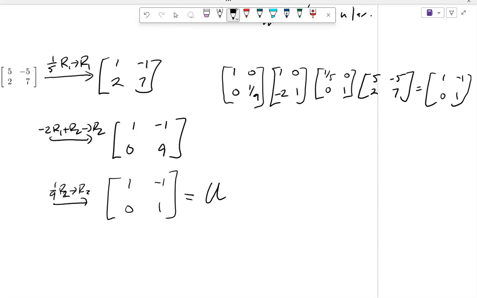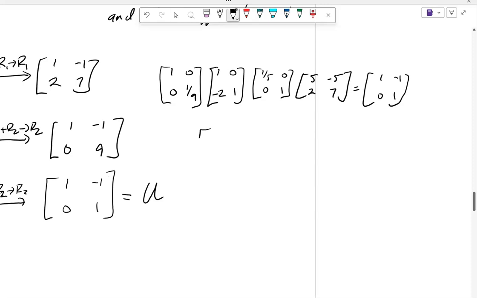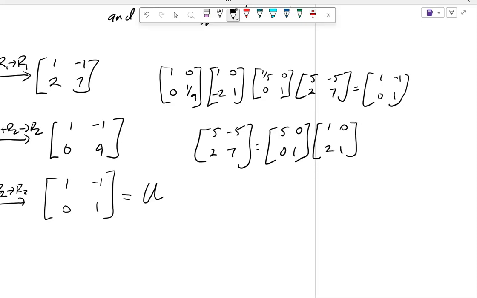But each of these is an elementary matrix, so we know how to do those inverses, right? So when we move them to the other side, we're going to put them on the left because we'll be multiplying on the left to get rid of the inverses. The first matrix we'll have is 5, 0, 0, 1. The next matrix you'll have is 1, 0, 2, 1. And the next one will be 1, 0, 0, 9. And then still times your 1, negative 1, 0, 1. Remember what we just did in that previous example? When we do the inverses, we do them in the reverse order, right? So this is the inverse of what we did first. This is the inverse of what we did second. This is the inverse of what we did third.